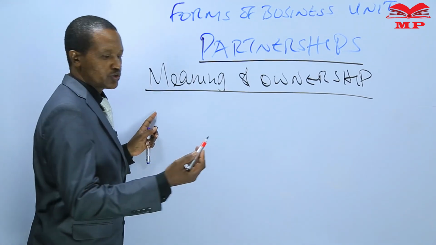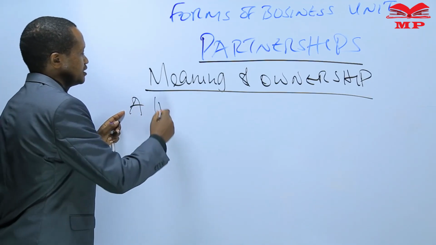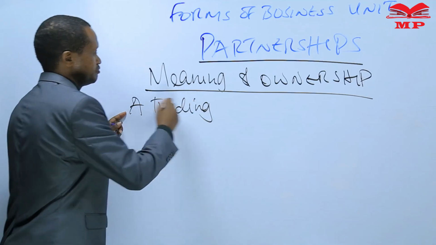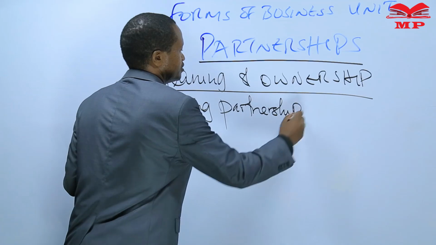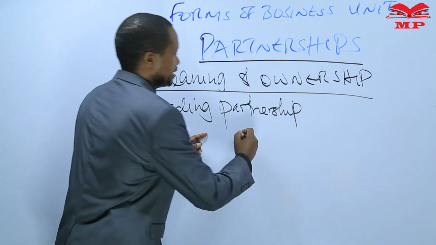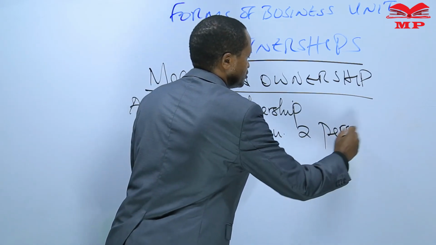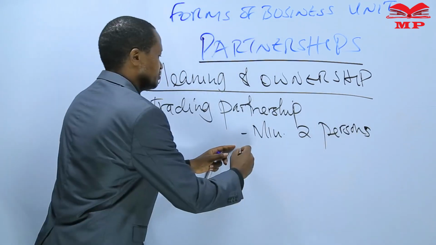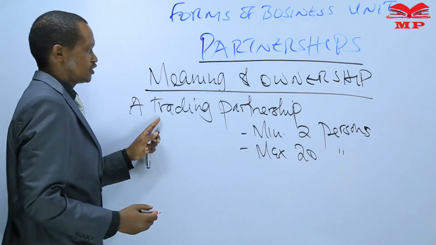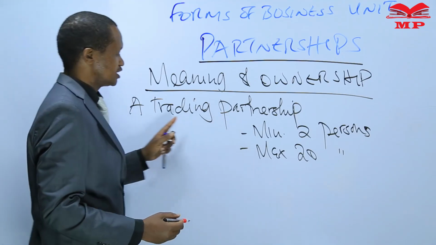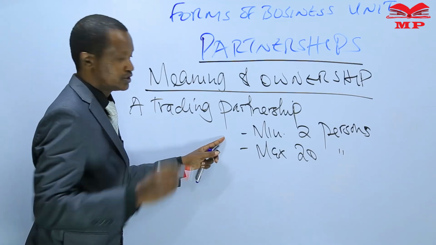Another important point to note, learners, is that a trading partnership is owned by a minimum of two persons and a maximum of 20 persons. A trading partnership. This is a partnership where the partners engage in the buying and selling of goods.